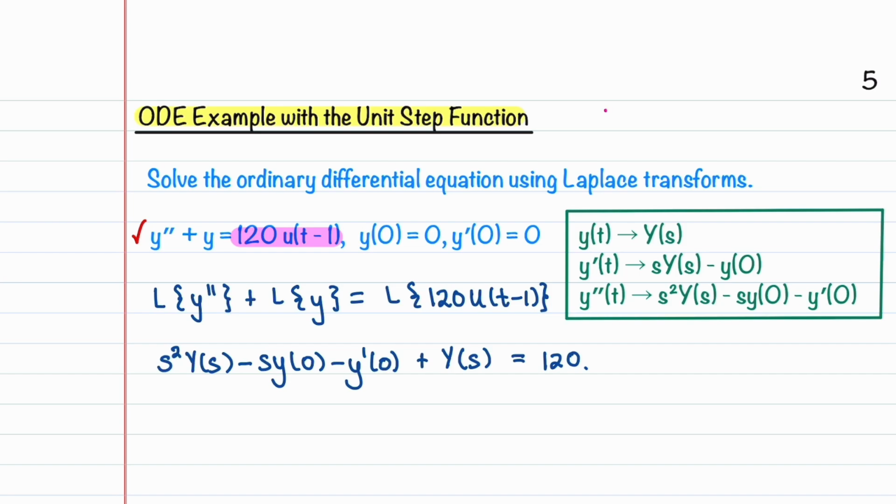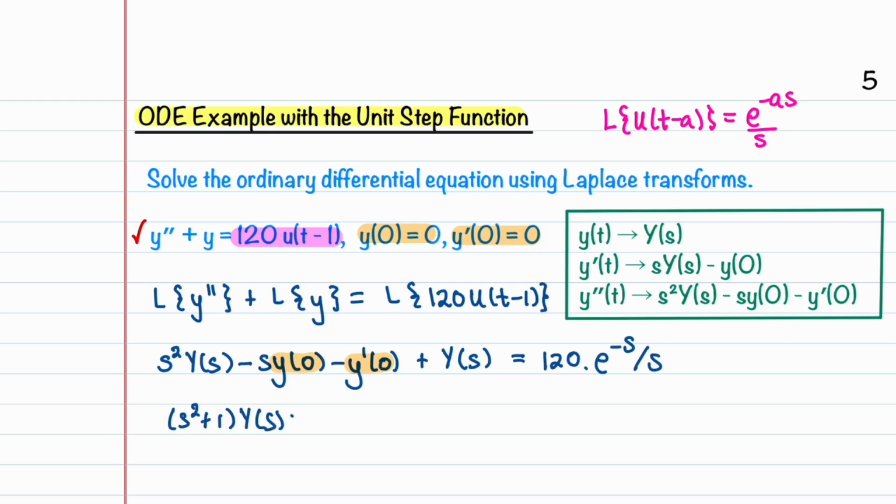And then we have plus capital Y of s. And then on the right, we can pull out the 120 and the Laplace transform of a unit step function. Let's go up here to the top. The Laplace transform of a unit step function u of t minus a is equal to e to the minus as over s. And our a is equal to 1, so this is e to the minus s divided by s. Our initial conditions are equal to 0, so these terms are going to go to 0, and we can combine our capital Y of s, so we get s squared plus 1 times capital Y of s is equal to 120 e to the minus s all divided by s.